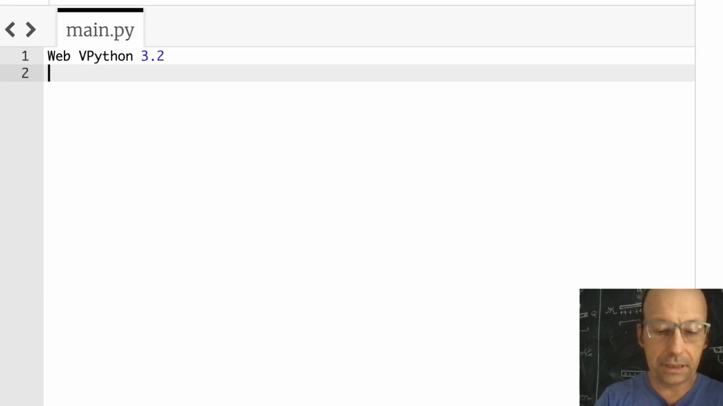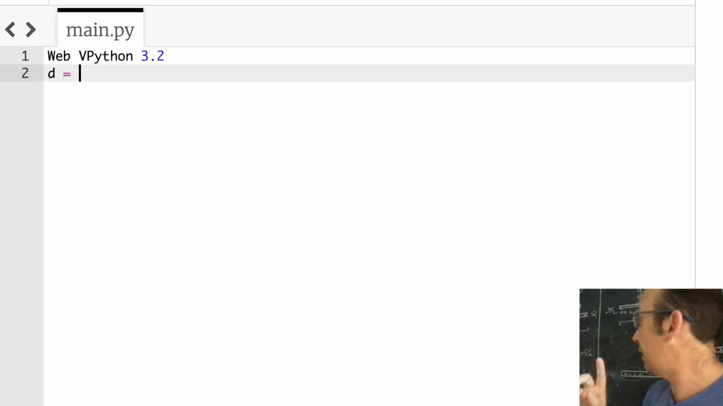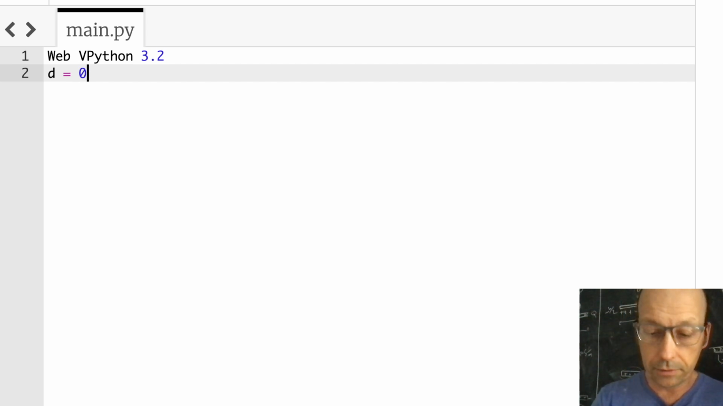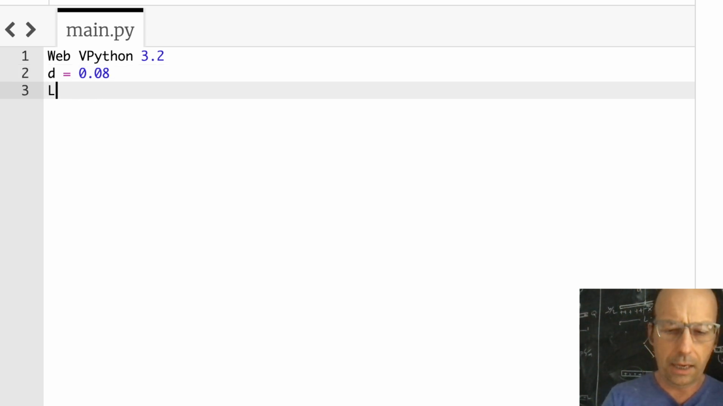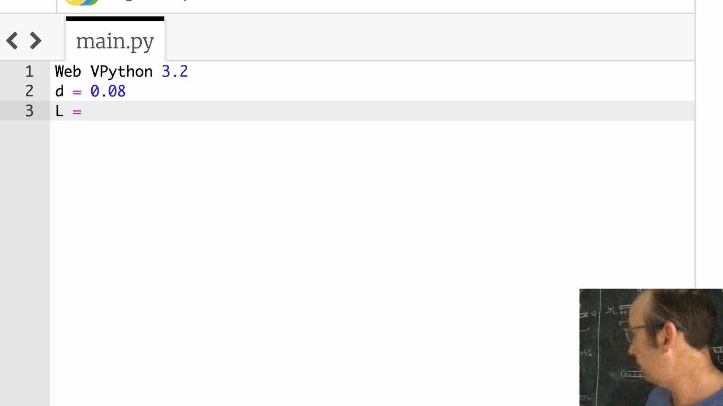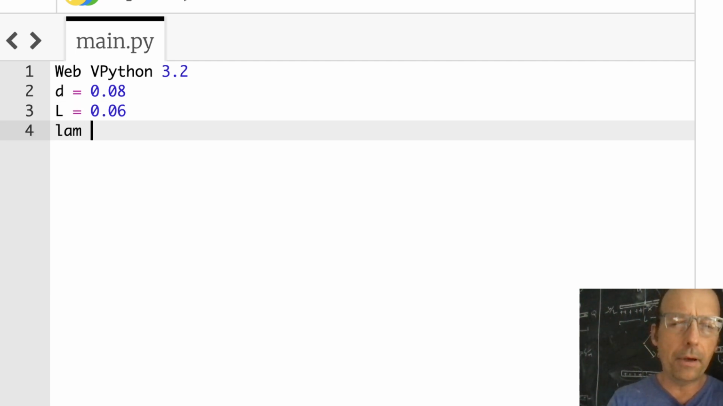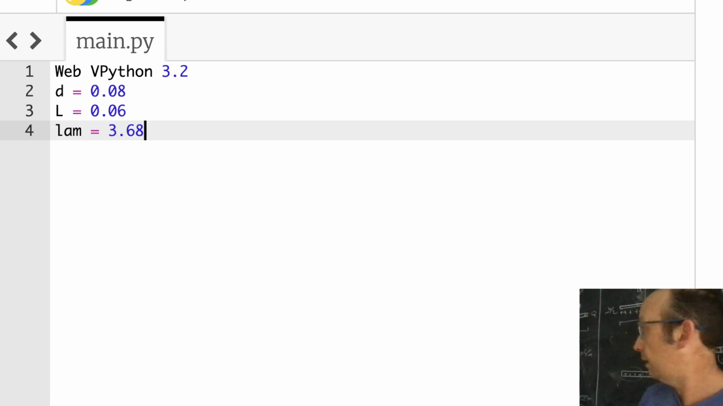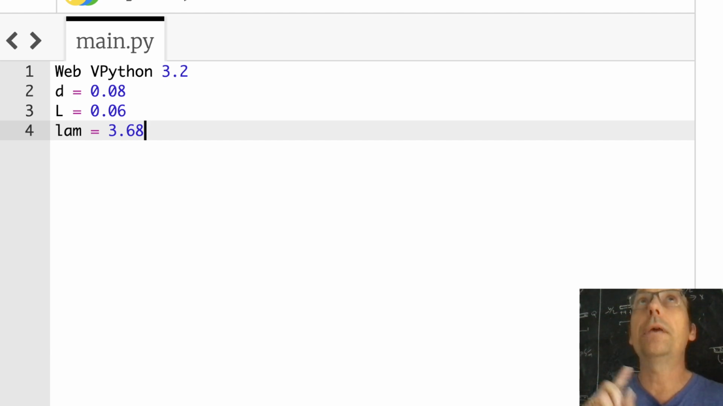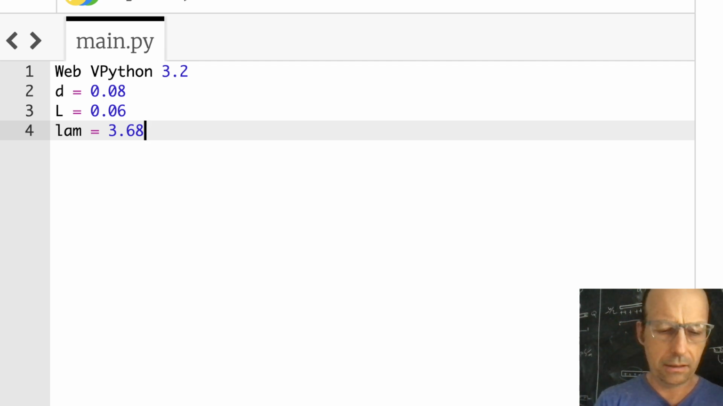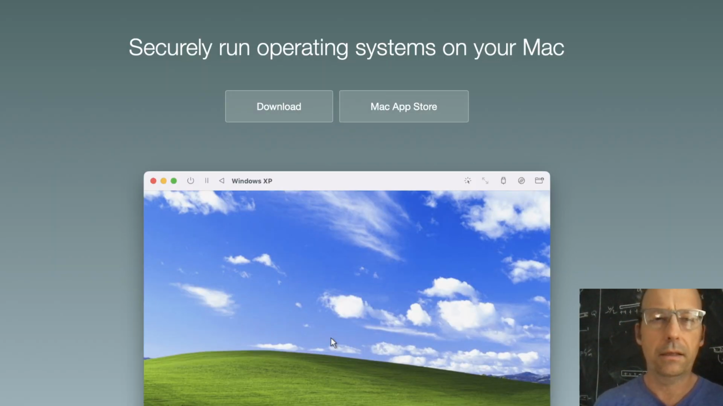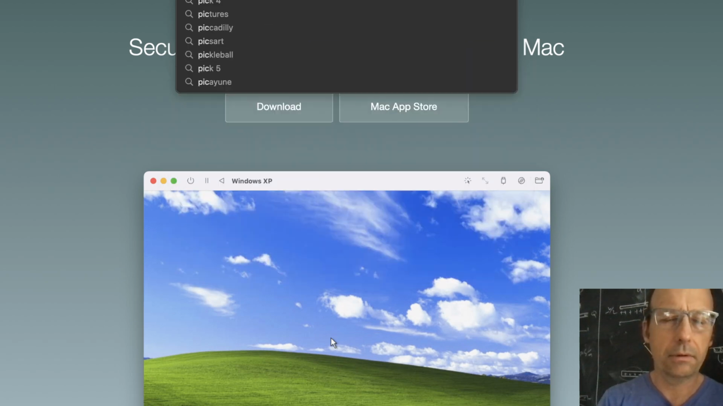So first thing I'm going to do is enter this stuff from the problem. D is 8 centimeters, 0.08. L is 6 centimeters, 0.06. Lam is this lambda, 3.68 times 10 to the negative... pico is 10 to the negative... let's see, is pico 10 to the negative 18? Let's see. Pico, meters.